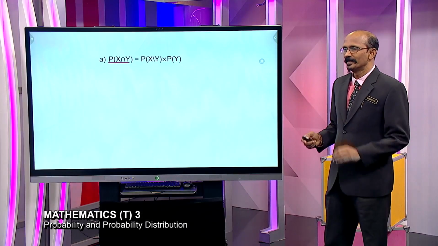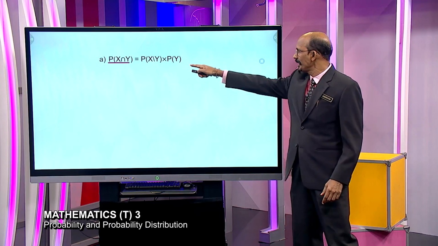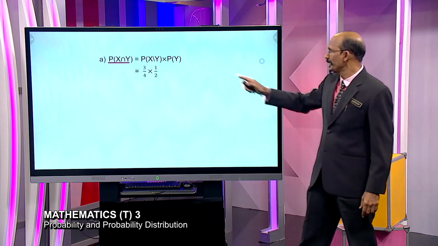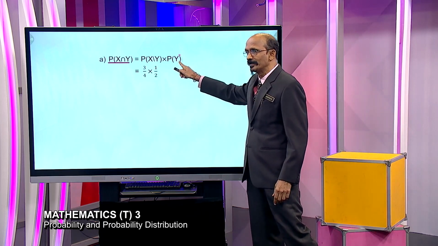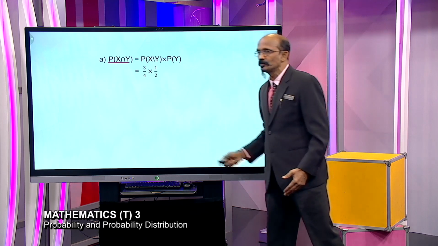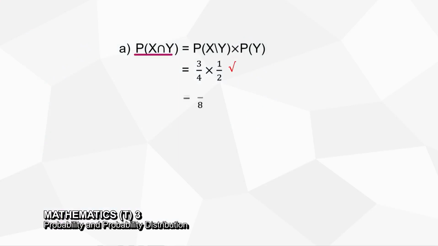Question A, because both, I use probability X intersect with Y. So I use the main formula, which you get from the formulas just now. We substitute 3 over 4 times 1 over 2, and we get 1 mark there, and then my answer 3 over 8, I get 1 mark. So you get 2 marks. Very straightforward question. But you should be able to convert the statement.